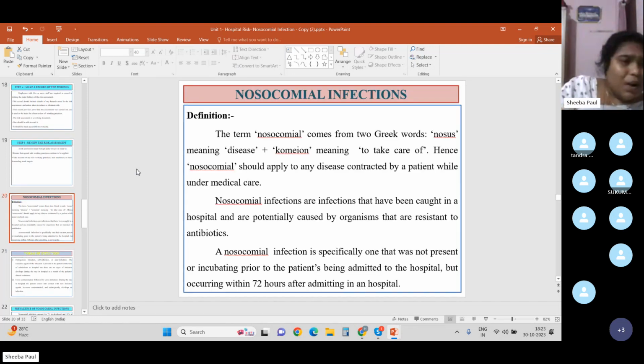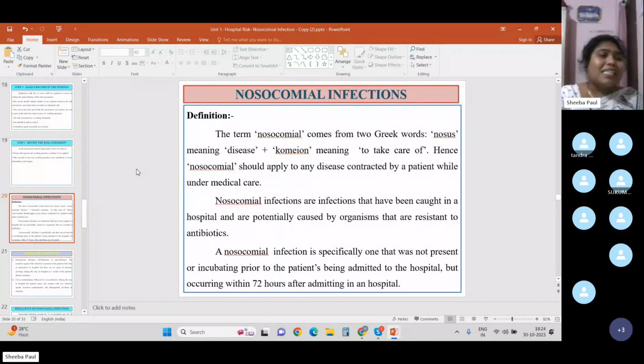Next, this was about the 5 steps, that is analyzing, evaluation, recording and reporting, and reviewing. Okay, so this was about the risks of hospital, or hospital associated risks. So let's move on to the second topic, that is nosocomial infections.